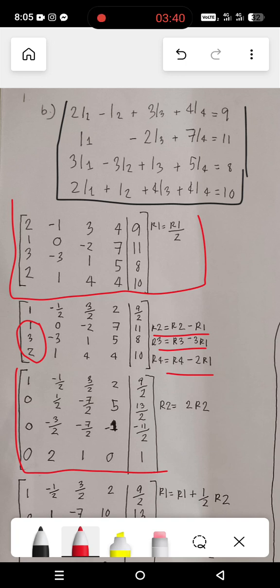We'll just copy row 1, and these are the results after subtracting R2 minus R1, and these are the results after subtracting R3 by 3 multiplied by R1, and these are the results of subtracting R4 by 2 times R1.